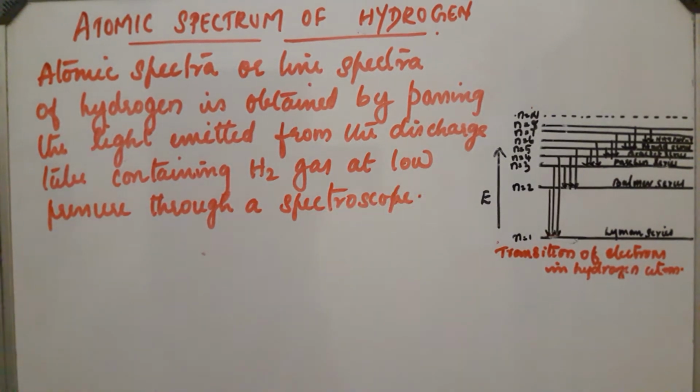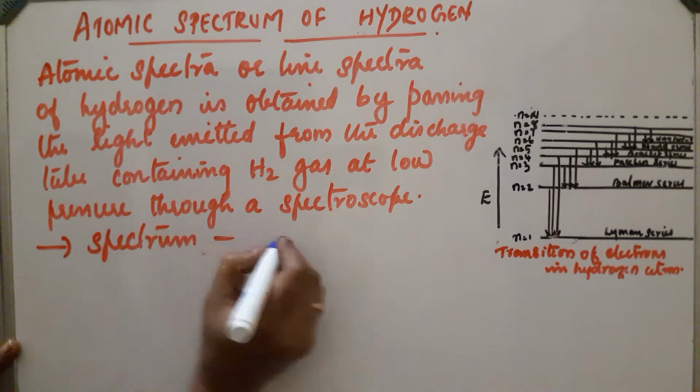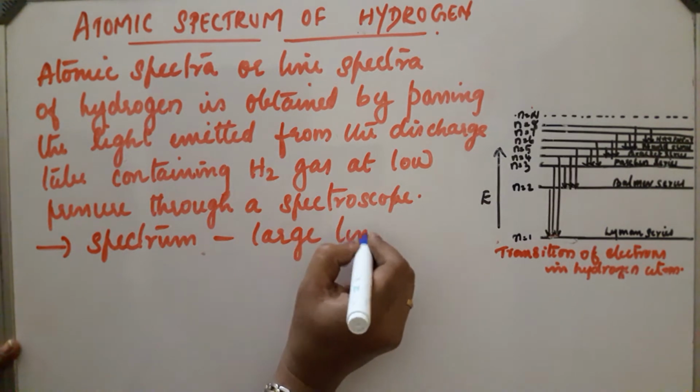So we can see the atomic spectra, that is, different lines of the hydrogen atom can be obtained. So what will happen here? Electric discharge is passed through the gaseous hydrogen. Hydrogen molecules then dissociate into hydrogen atoms, and energetically excited hydrogen atoms emit electromagnetic radiations of different frequencies. So we can see different lines in the spectrum. The spectrum consists of large numbers of lines of different frequencies.